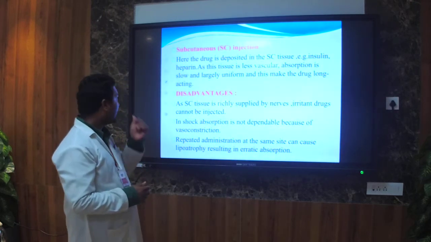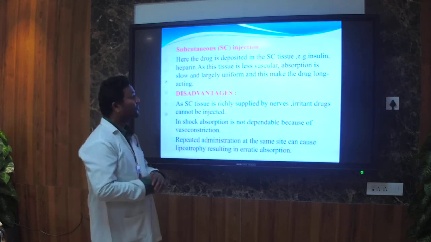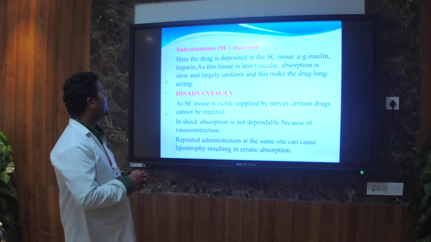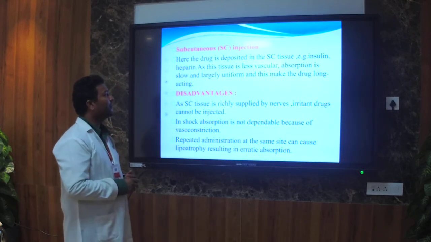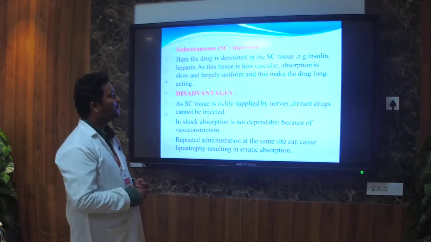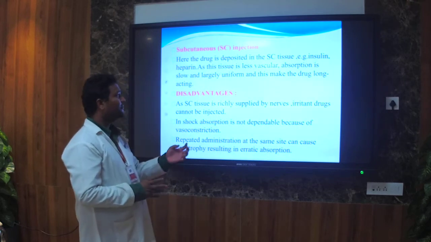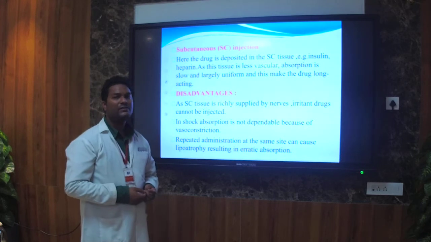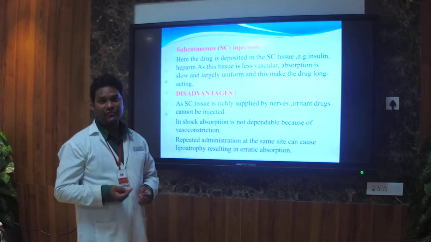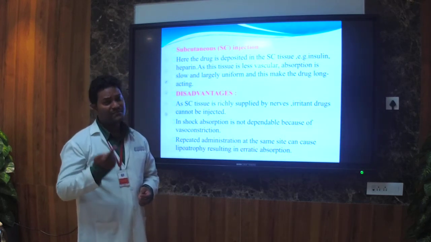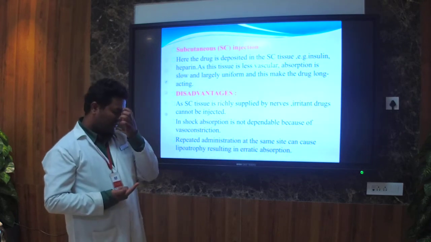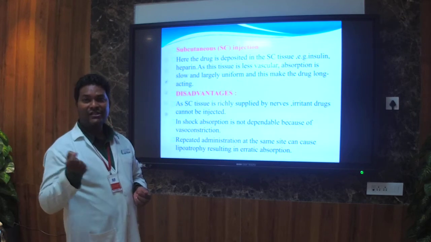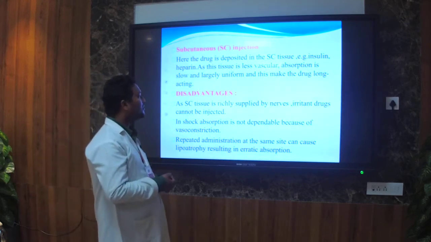Then we have the subcutaneous injection. Here the drug is deposited in the subcutaneous tissue. The classic example is the insulin injection. When patients are given insulin injections, they are given with a specialized syringe, and that syringe has a very small needle which can only reach the subcutaneous tissue.